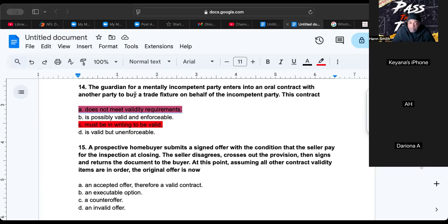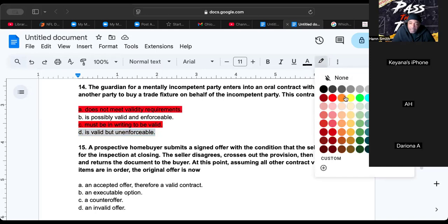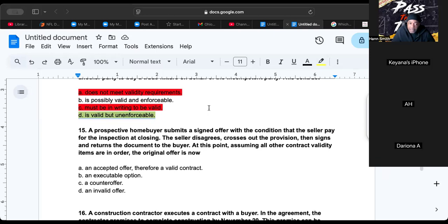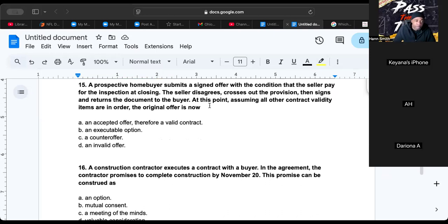Now, the question is whether buying trade fixtures is considered something that, and they confuse you with all this guardian, what you have to determine is if it's an oral contract. What do we know about oral contracts? They can be valid, but they can't be enforced. Right? So on this one, I'm going to go with D, because I want to see something. I think they're trying to trick us on this one. Let's just see. 14, we got that one. I took 14, so we'll remember that. We got 5 more, y'all.